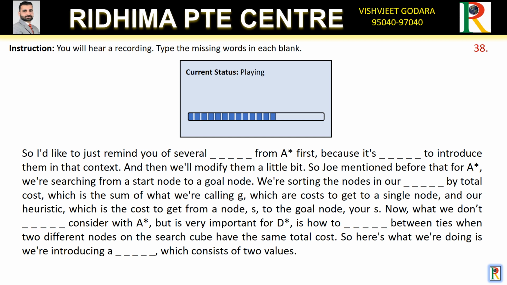Now, what we don't usually consider with A-star, but is very important for D-star, is how we distinguish between ties, when two different nodes on the search queue have the same total cost. So here what we're doing is we're introducing a couplet, which consists of two values.